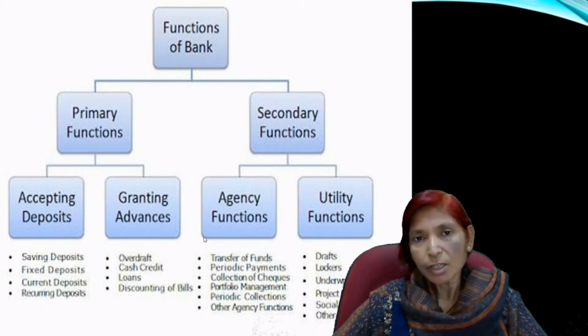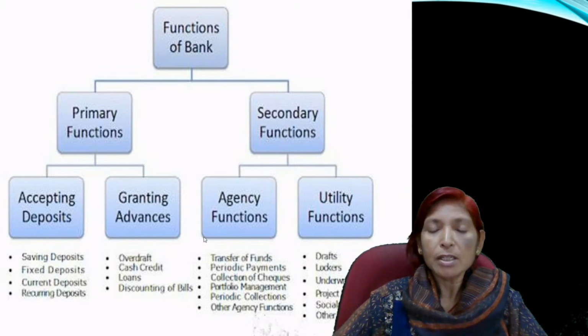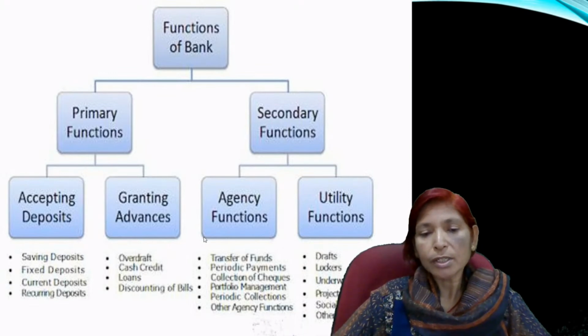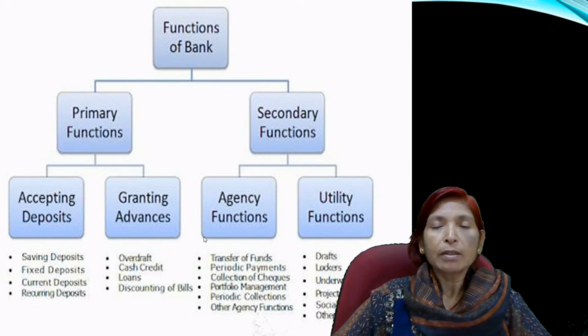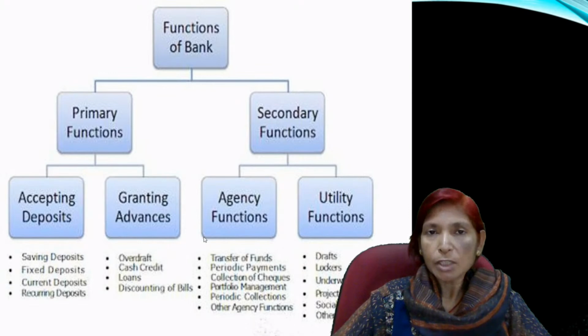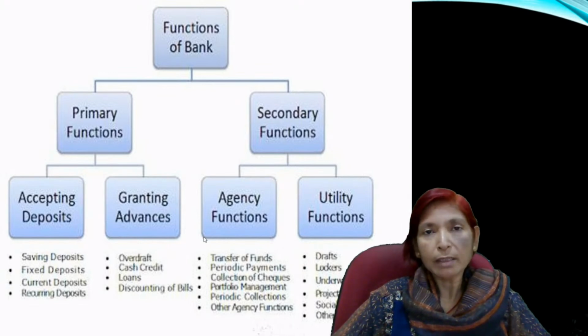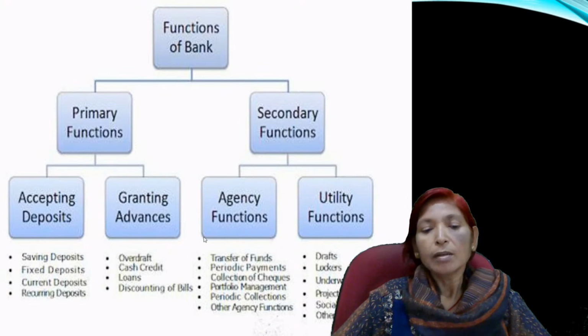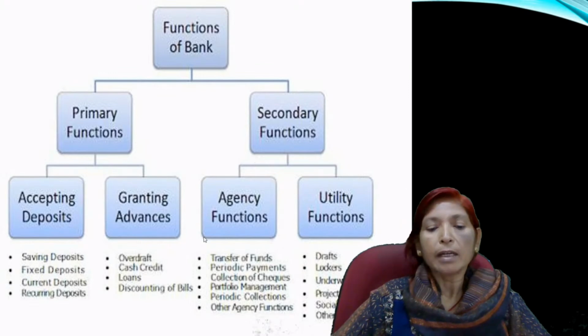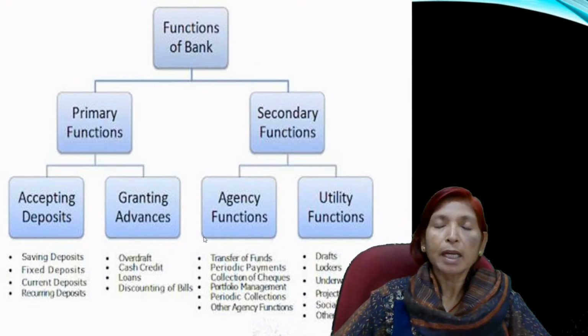Next is the agency function. In this, the bank works as an agent. The bank plays an important role as a middleman or intermediary. The bank can transfer your funds from one organization to another and can make payments on your behalf, which may be periodic. The bank can also collect checks and manage portfolios. A portfolio is shares, paper title documents, investments. The bank can manage portfolios, investments, periodic collections, and perform other agency functions.